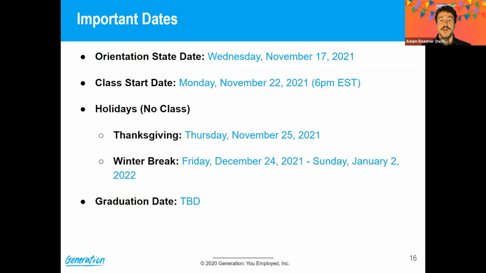These are our important dates. Our orientation start date was last Wednesday, November 17th of 2021. Our class start date is Monday, November 22nd, 2021. That is today. We have a couple holidays that are scheduled. I understand there are more holidays that will come up, but these are the holidays that we currently have scheduled to take fully off. We will have to continue to be communicative about holidays that come up as the course progresses, but these are the holidays we currently have scheduled off.